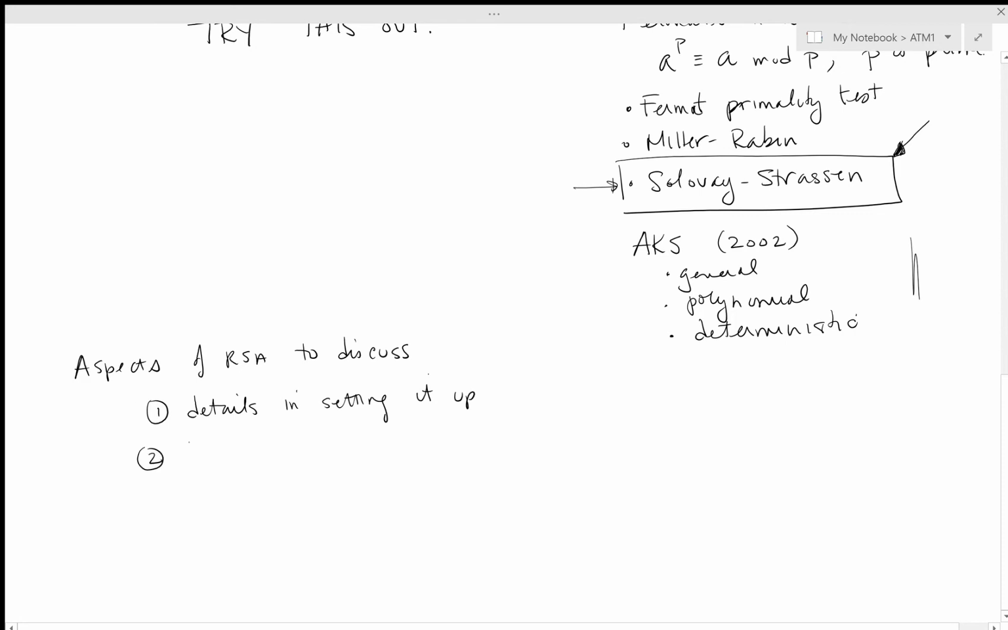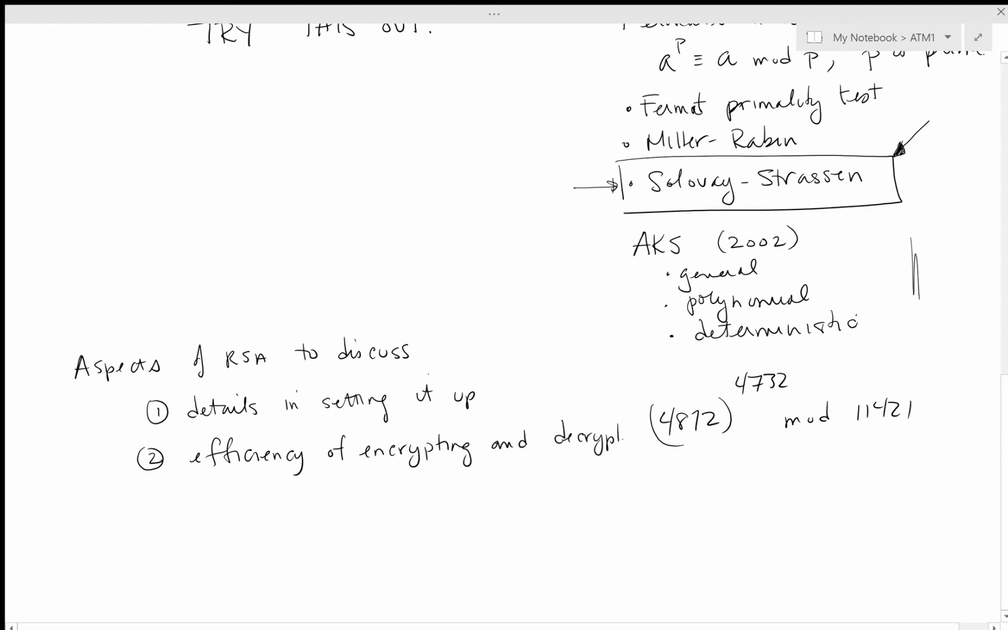We will also need to talk about the efficiency. I don't know if you noticed when you did your example and you tried to do something like this, 4872 to the 400 and who knows, I'm just making these numbers up, mod something or other. How do you possibly do that calculation efficiently? Because if that takes too long to do, that is also not so good. So we're going to be looking at the efficiency, not the possibility of doing it, but the efficiency of encrypting and decrypting. That's going to be an important piece of information.